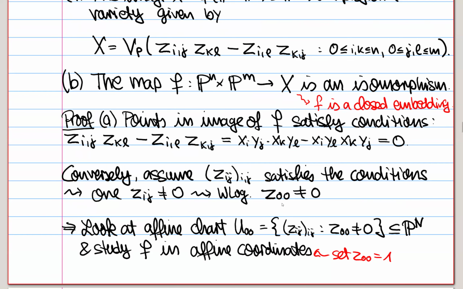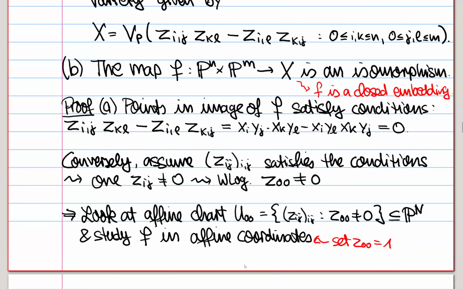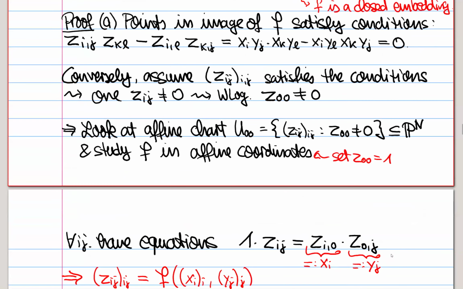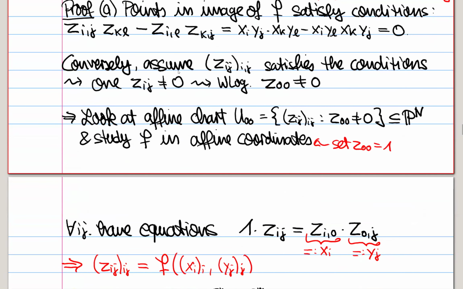And so let's say that z_{0,0} is not equal to 0. Then we can look at an affine chart here, where it's exactly the locus where this is non-zero inside this big projective space, and we study what F does there. Going into this affine chart corresponds to setting z_{0,0} equals 1 in the equations, the dehomogenization.